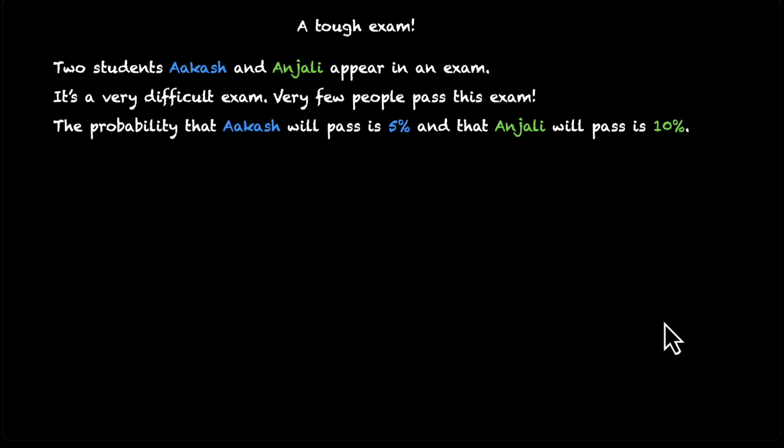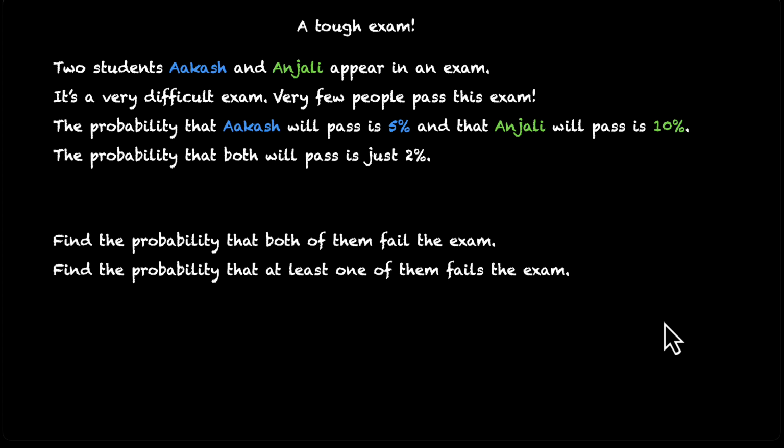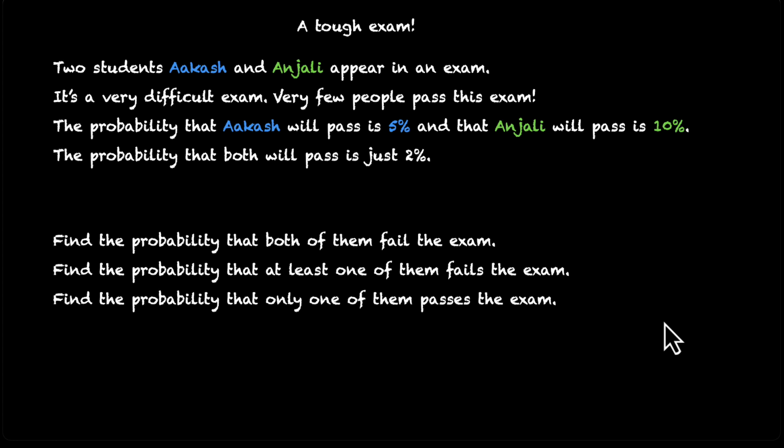That's how hard this exam is. And the probability that both will pass is just 2%. This is what's given and this is what we need to find. We need to find the probability that both of them fail the exam. This means that both of them together fail the exam. And we need to find the probability that at least one of them fails the exam. And we also need to find the probability that only one of them passes the exam.